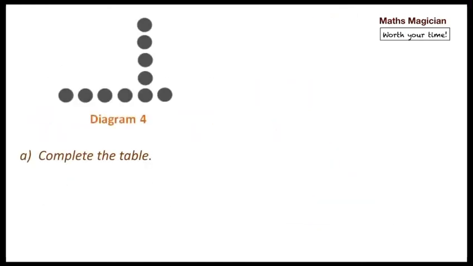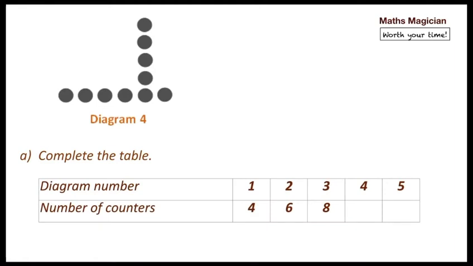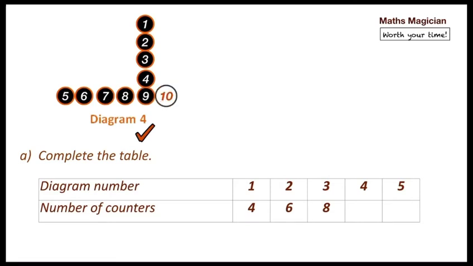Now, in part A of the question, we have to complete the given table for diagrams 4 and 5. We are given diagram 4, so let's count the number of counters. We have 10 counters. We write it in the table.